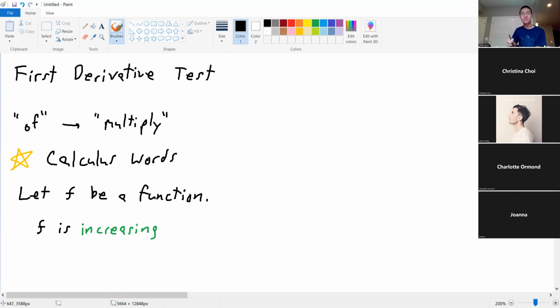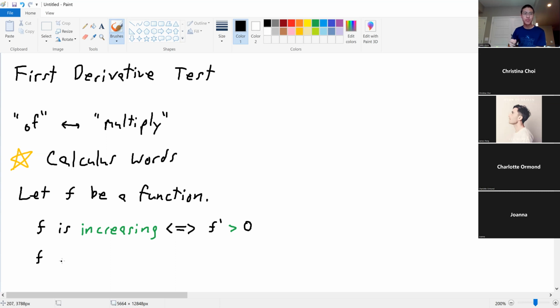Increasing is a calculus word. And it's going to directly imply, the way we translate this, just like if we read of, that means multiply. And actually this goes both ways. If a function is increasing, this automatically gives us free information about the derivative, the first derivative. This means that the first derivative is positive. So increasing means the first derivative is positive. And this actually goes both ways: if we instead started with the first derivative is positive, that automatically means that f, the function, is increasing.